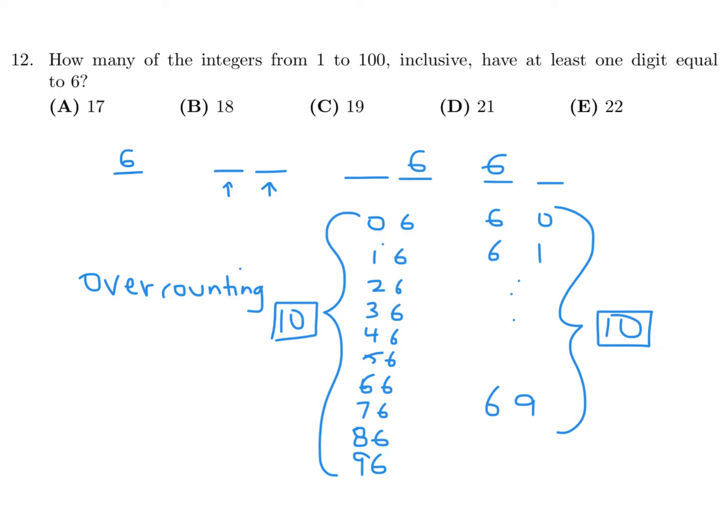The reason the answer is not 20 is because we double counted 66. 66 is over here, and it's also in this list. So because 66 was counted twice, we have to subtract 1 from that 20. And when you do, you get 19. So the answer is C.